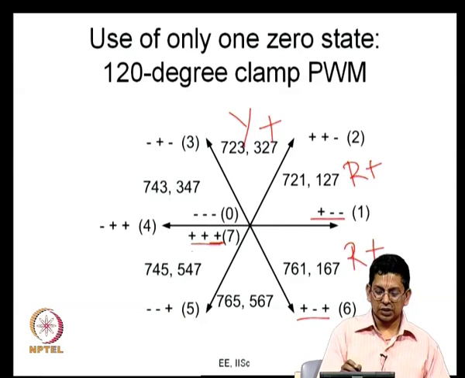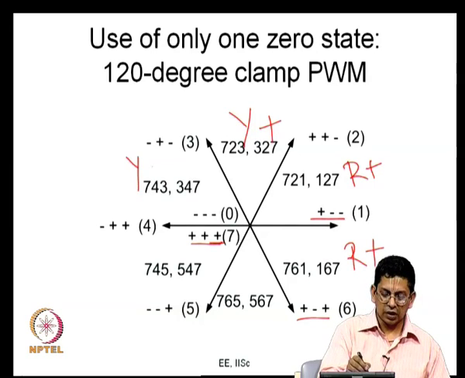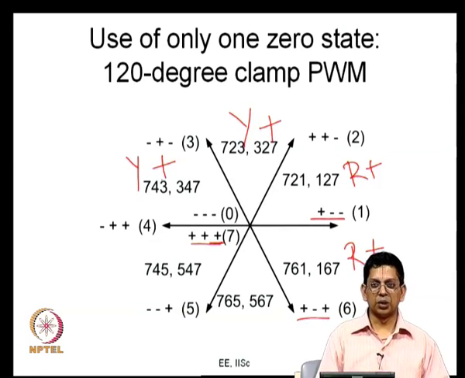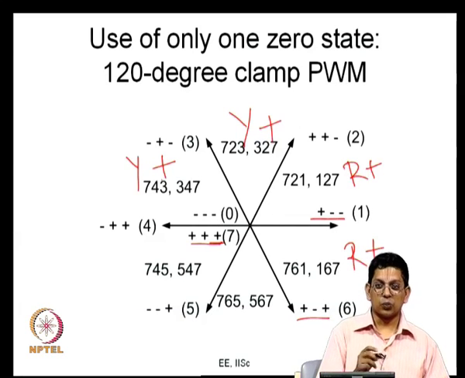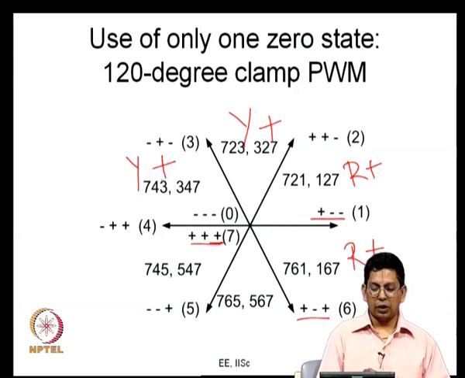7 4 3: 7 is plus plus plus, 4 is minus plus plus, and 3 is minus plus minus. Here again you find Y phase is clamped to the positive bus in every subcycle in this one. Therefore, just what is remaining, it is not very difficult to guess that in the other two sectors B phase is going to be clamped to the positive bus.